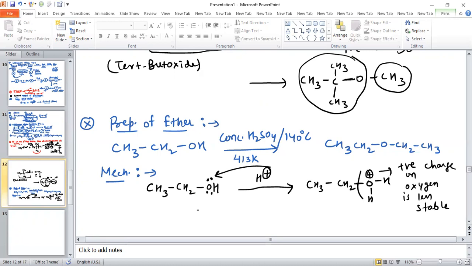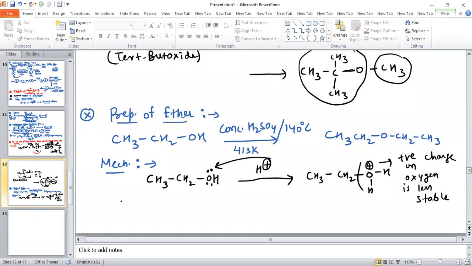So this bond will break and a carbocation is formed. When this bond breaks, the carbocation is formed, like CH3CH2 positive. Now see what happens. Again, this is easy.